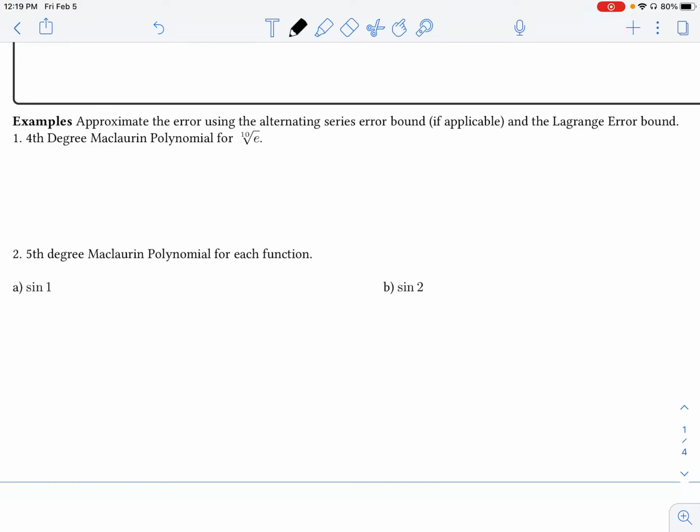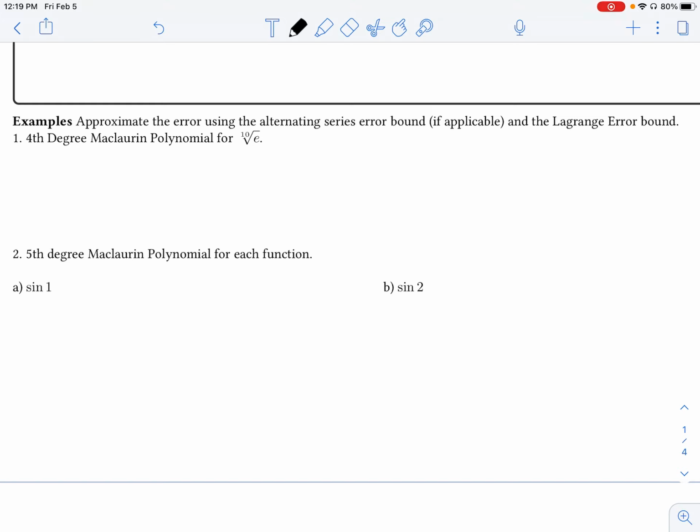Now that we've had a chance to discuss what the Lagrange error and the alternating series error bound is, I want to just do a couple of quick practice problems just for us to get a sense of how we might find the Lagrange error and compare it to the quote unquote actual error for some of these problems. So let's take a look at this first problem.